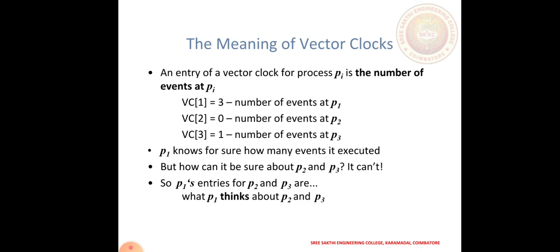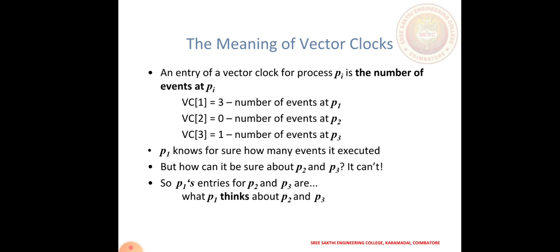Now the meaning of the vector clocks. An entry of the vector clock for the process P1 is the number of events at Pi. VC1 is equal to 3, the number of events at P1. VC2 is equal to 0, the number of events at P2. VC3 is equal to 1, the number of events at P3.